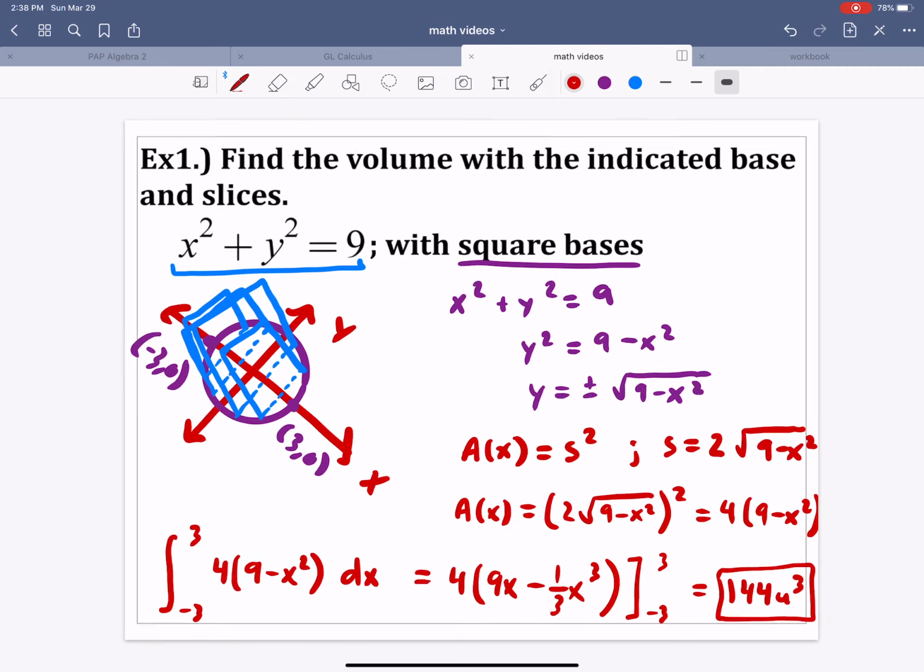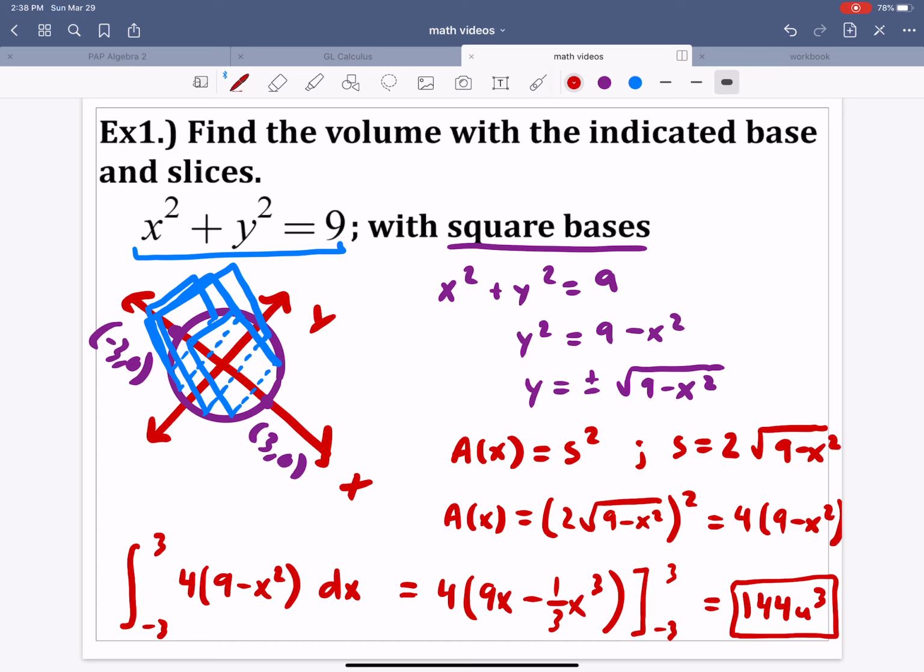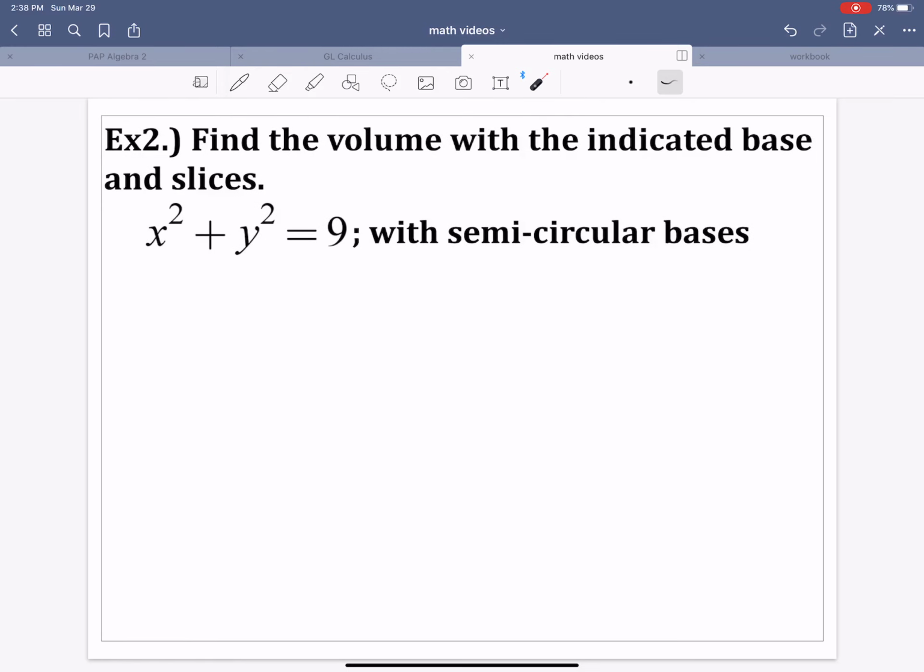Okay? Very similar to part 1. The only thing that's changing here, again, is we have circular bases. All right, so example 2, find the volume with the indicated base in slices. So that looks familiar. We're keeping the exact same equation, but we're changing the shape. So it's semicircular bases. Okay, so again, I'm going to draw a picture of that shape.